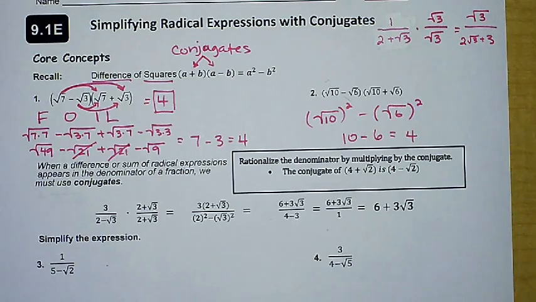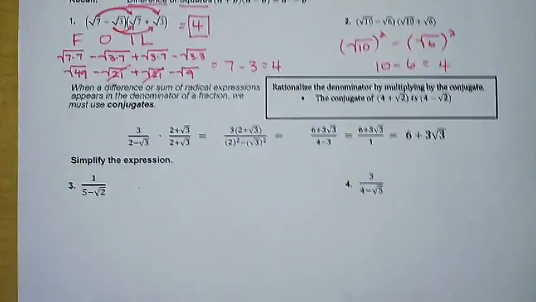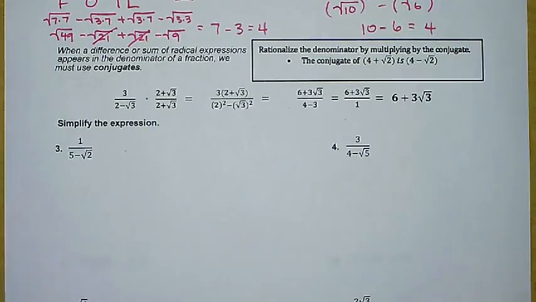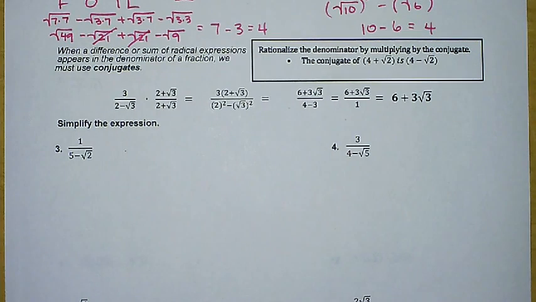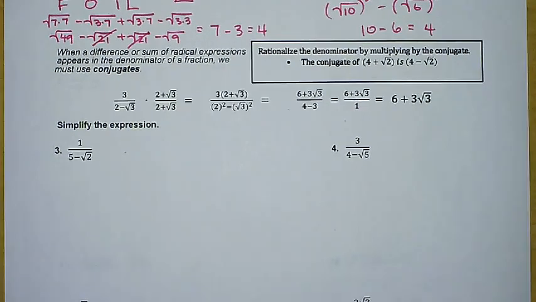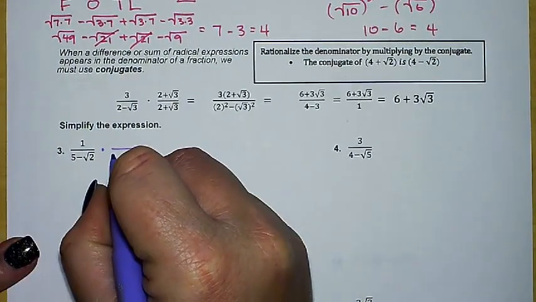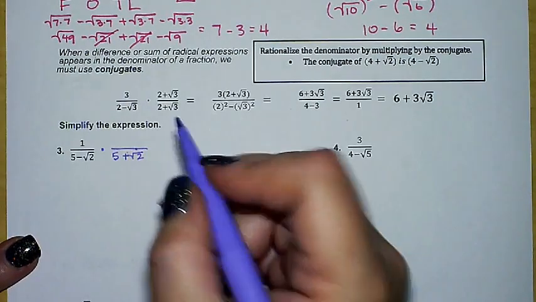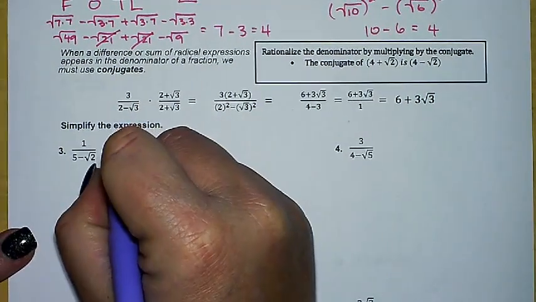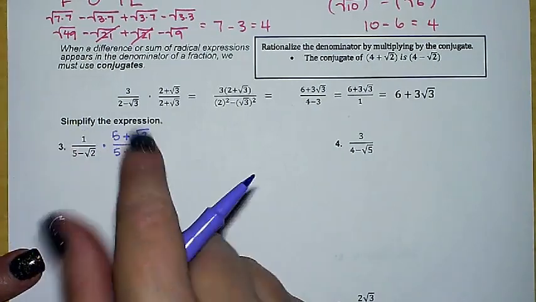So looking at number 3, we have 1 over 5 minus the square root of 2. When we're getting that conjugate, remember we have a difference here, so we need a sum. So we are going to multiply that times 5 plus the square root of 2. And what we do to the denominator, we must do to the numerator.